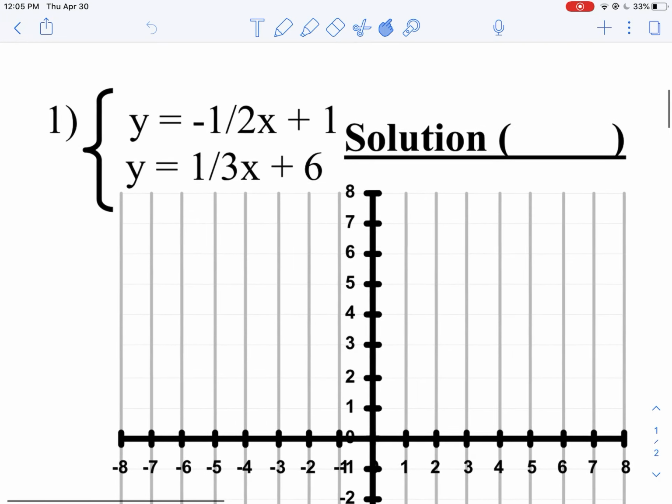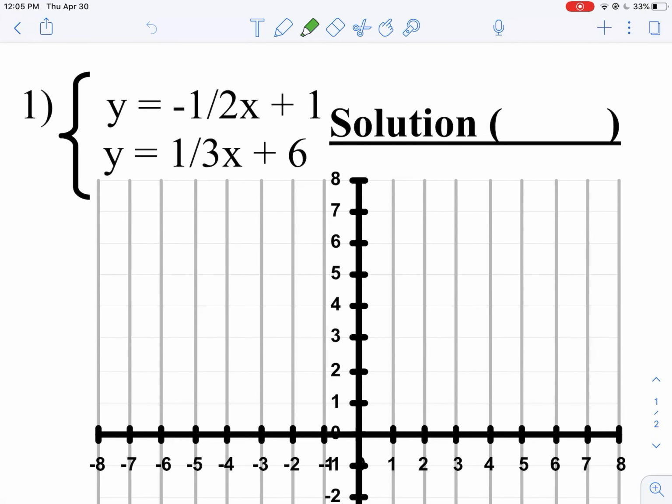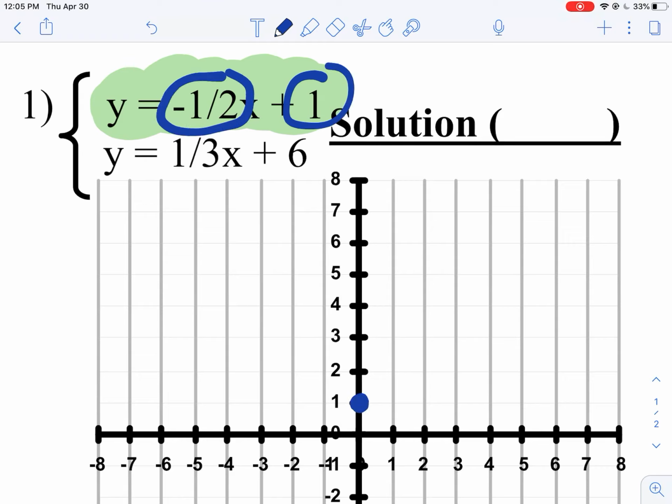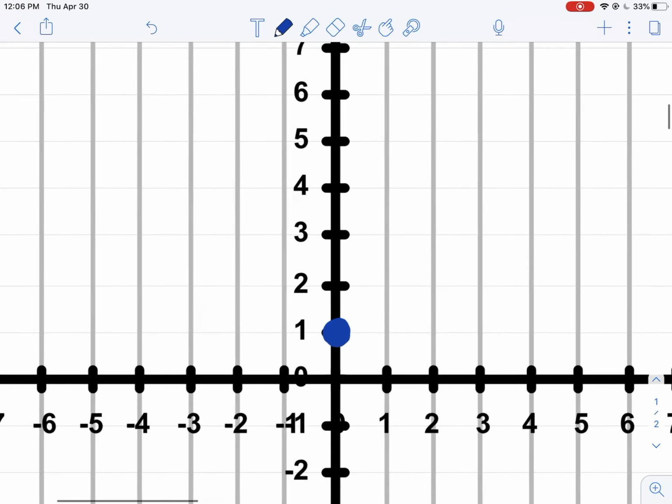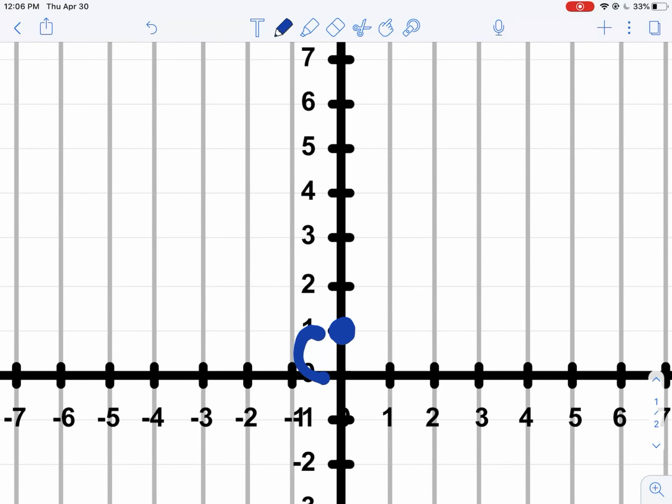All right, our first equation we have to graph is y equals negative 1 half x plus 1. First thing I'm going to do is start at my y-intercept, 1, excellent. Now my slope here is negative, so that means my line needs to be going down in this direction. If I end up graphing a line that goes upwards like this, I know I did something wrong. So let's go through this. It says negative 1 over 2.